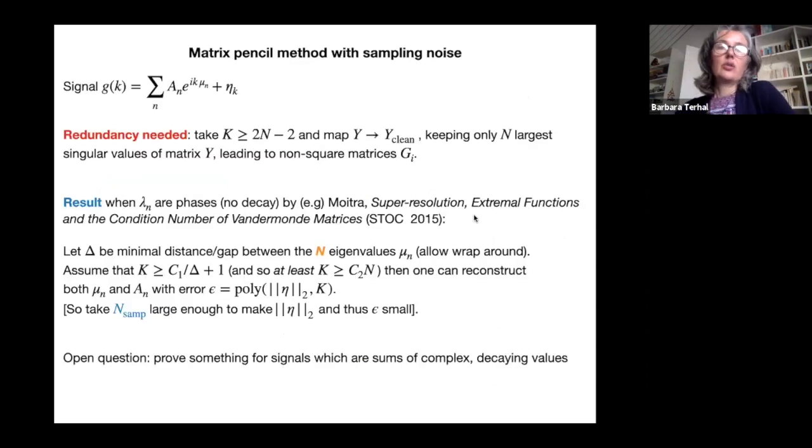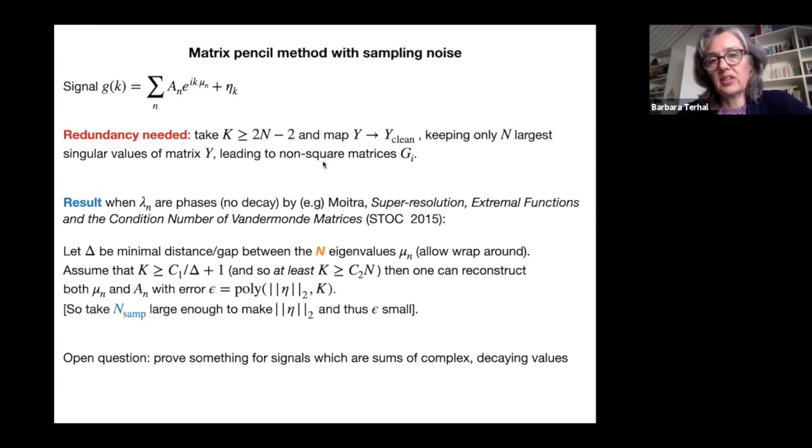Okay, so let me just mention what is known when there's noise. I don't want to spend too long on this. Let's say we have the signal now, and we have some error eta_k. I can take some norm of this error, some 2-norm, as a measure of how much noise there is. Of course, I could bring down this noise by making the sampling larger and larger. In this case, we need to take more redundancy: we need to take k larger than 2n minus 2.